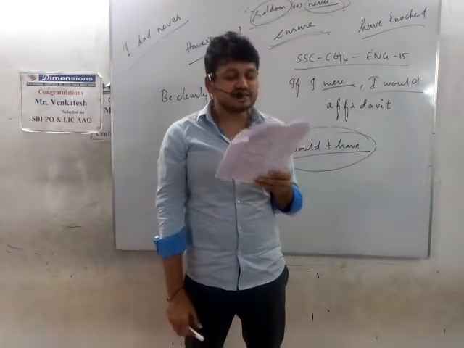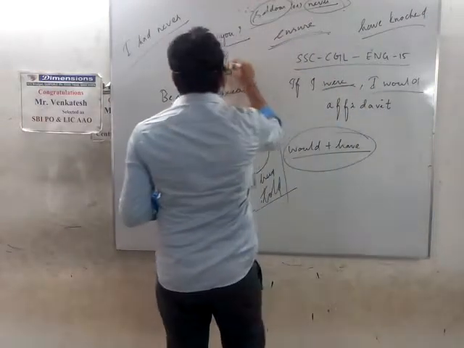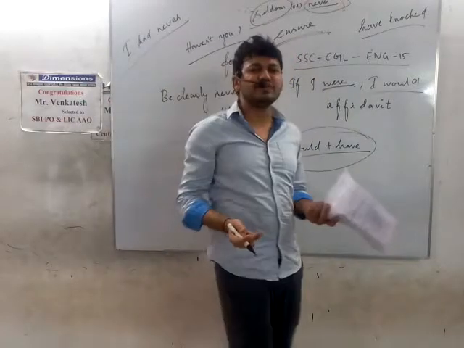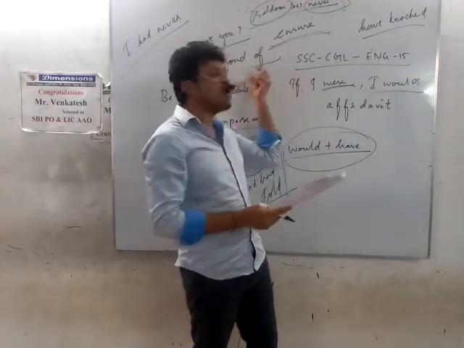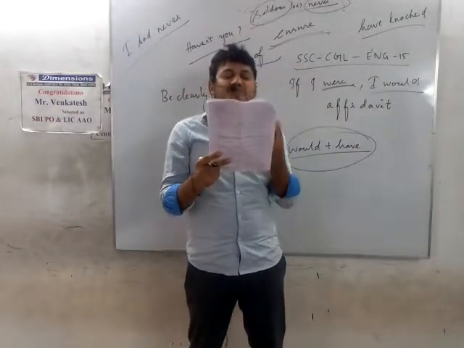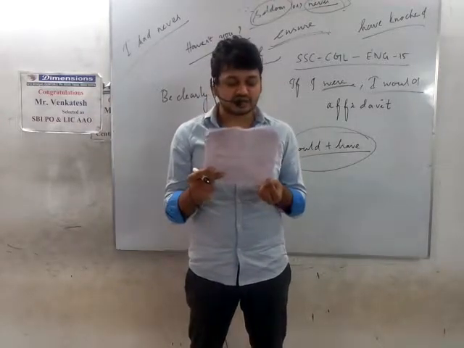Next. He is dash tennis. So fond is always followed by the preposition of. I am fond of sweets. He is fond of biryani. So likewise, fond is always followed by the preposition of. So he is fond of playing tennis. So fond of. So option B is the correct one.